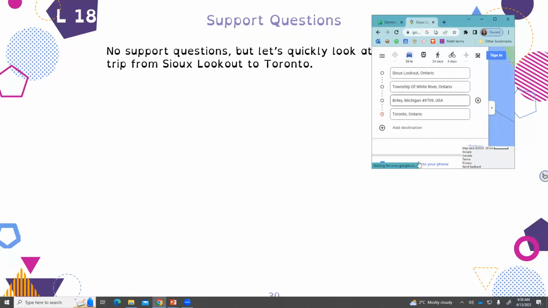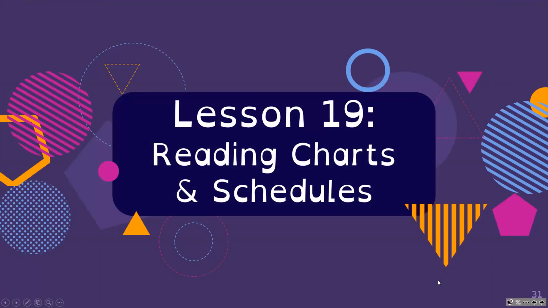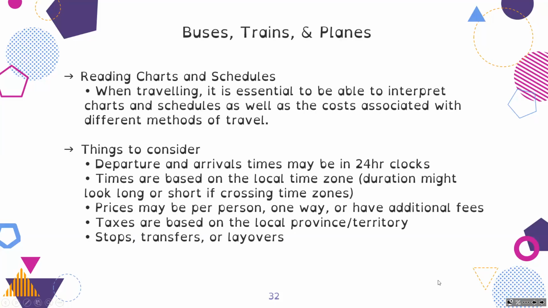If you have any questions, please reach out and ask. It is a little bit different than all of the other things that we've done. All right, lesson 19 was reading charts and schedules. So lesson 18 was more about planning a road trip. Lesson 19 is looking more at schedules and bus, trains, and planes.